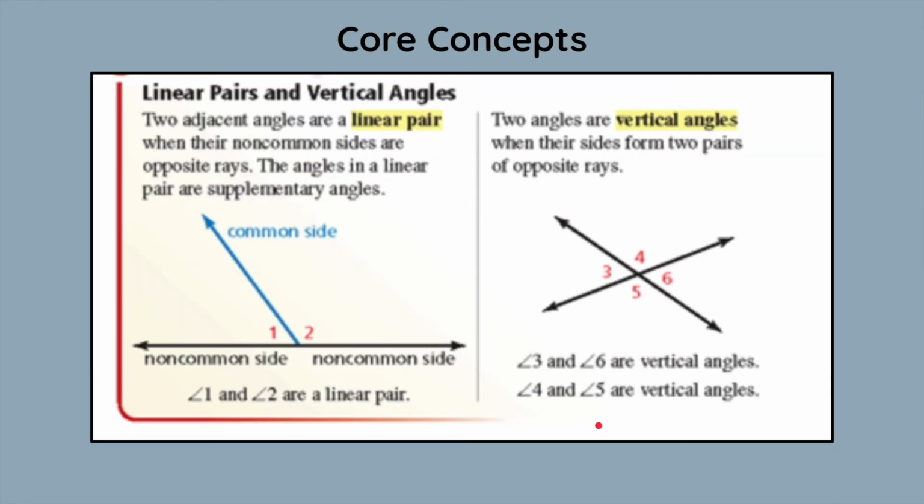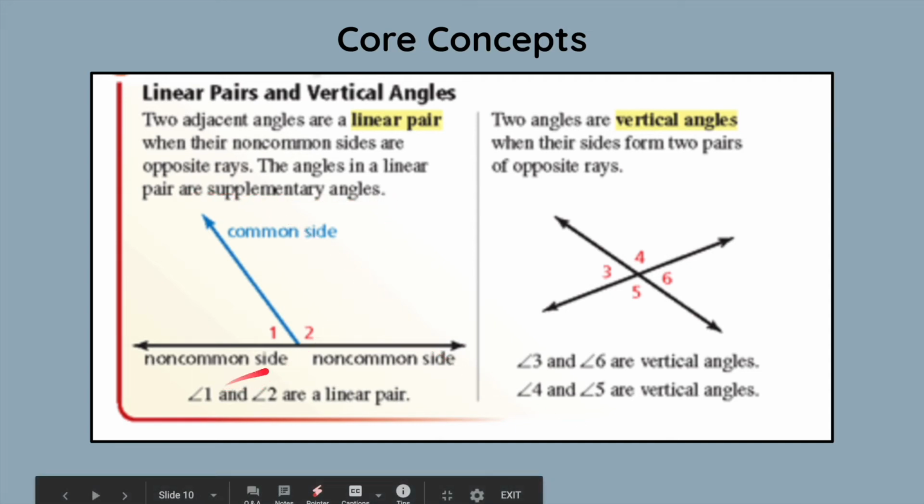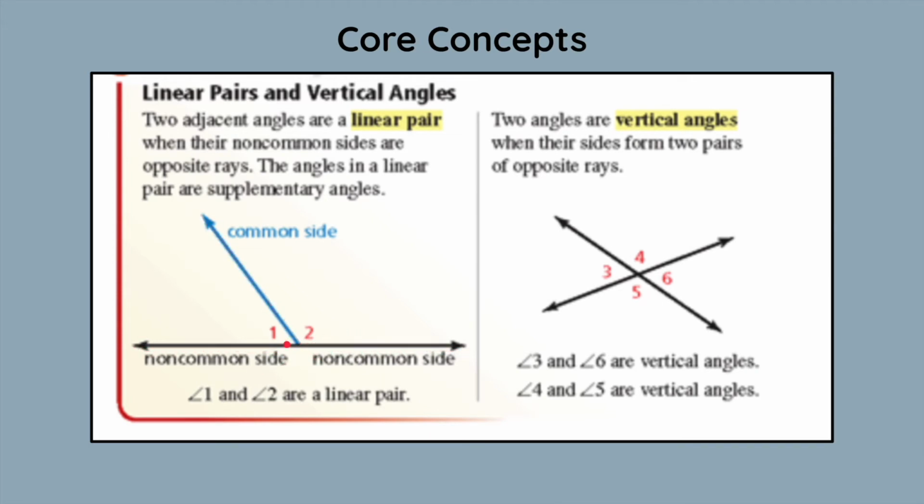So now back to some core concepts. We have linear pairs and vertical angles. So for a linear pair, it's basically just adjacent angles that are supplementary. So we have a non-common side, and one common side. So this would make these two angles a linear pair.